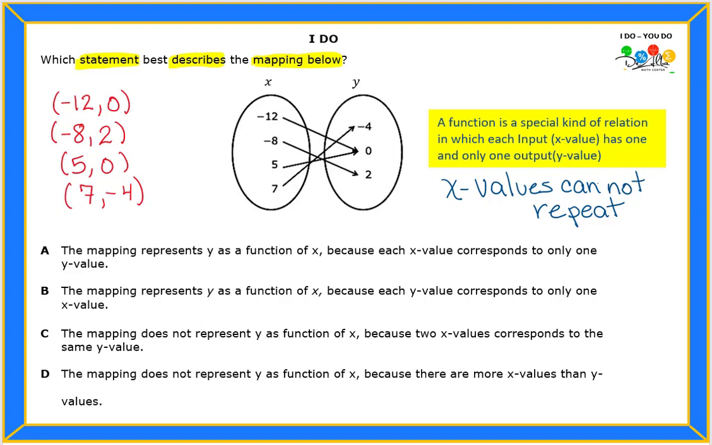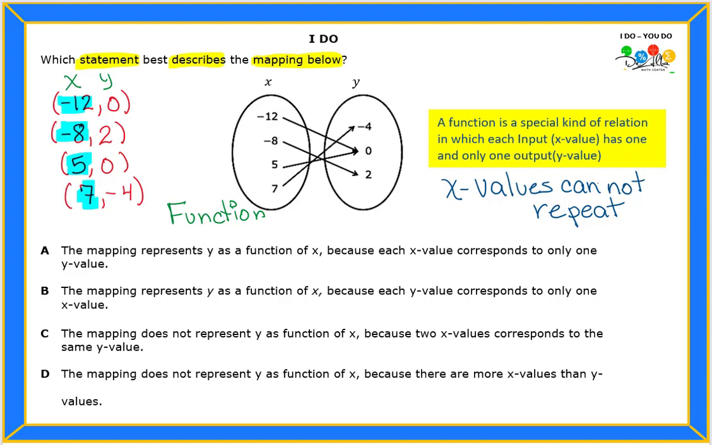Let's look at the x values, okay? I am gonna highlight the x values. Notice how I'm not paying attention to the y values, okay? Because a function is gonna be determined by looking at the x values, okay? So these are my x values, these are my y values, okay? What do you notice about the x values? Am I repeating any of the numbers? No, right? There's no number repeating. Therefore, the mapping shows a function, okay? It does. It is a function.